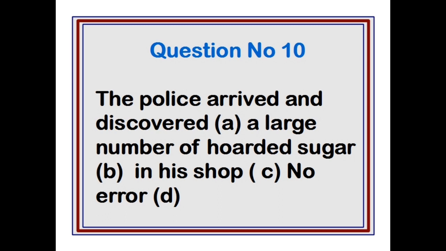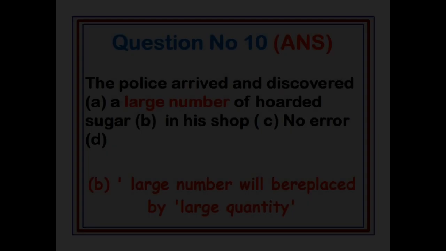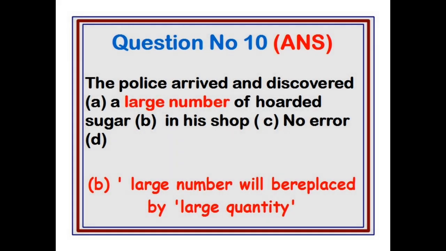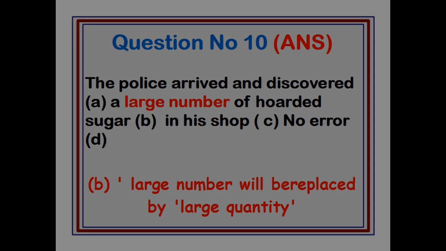In the B part of the sentence, there is an expression a large number of. Now you know this expression number is used with countable nouns, but it is used here for sugar, which is uncountable, so it is wrongly used. So here in this sentence a large number of will be replaced by a large quantity. So we can definitely say that this B part is wrong here. So this is the error of this sentence.